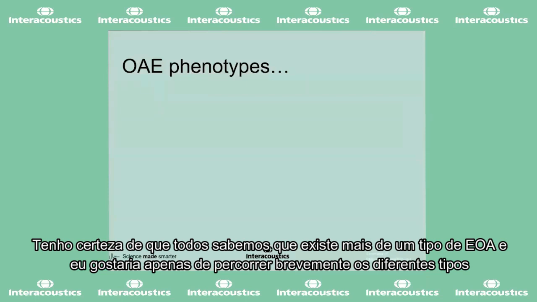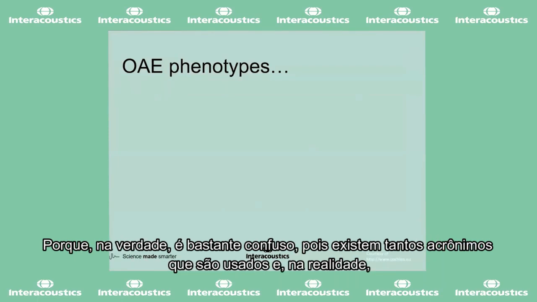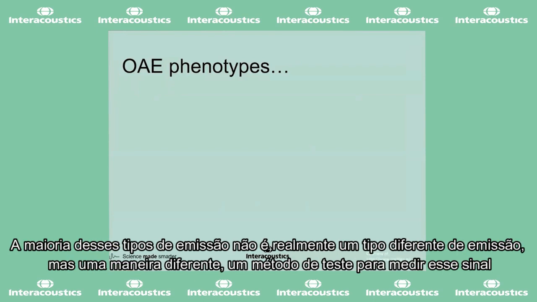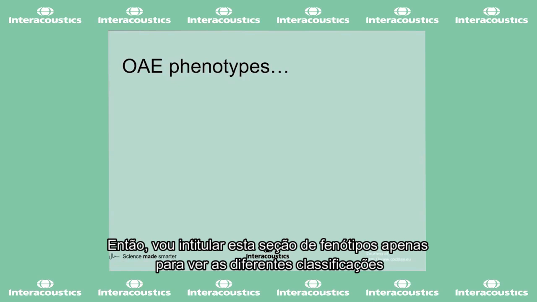Now, I'm sure we're all aware that there's more than one type of otoacoustic emission, and I'd like to just briefly run through the different types, because it's quite confusing as there are so many acronyms used. In reality, most of those types of emission are not really a different type of emission so much as a different testing method we've developed, a way of measuring that signal. So I'm going to title this section the phenotypes, just to look at the different classifications.